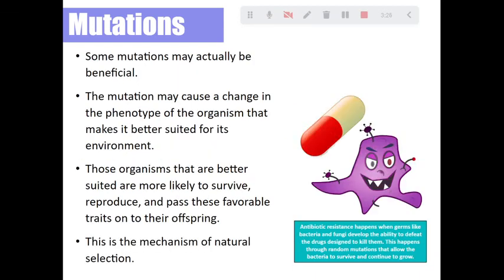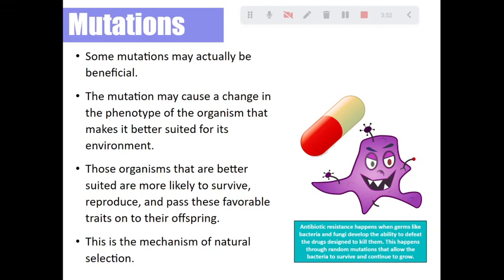Now, some mutations may actually be beneficial. The mutation may cause a change in the phenotype of the organism that makes it better suited for its environment. These organisms that are better suited are more likely to survive, reproduce, and pass these favorable traits onto their offspring. This is the mechanism of natural selection.